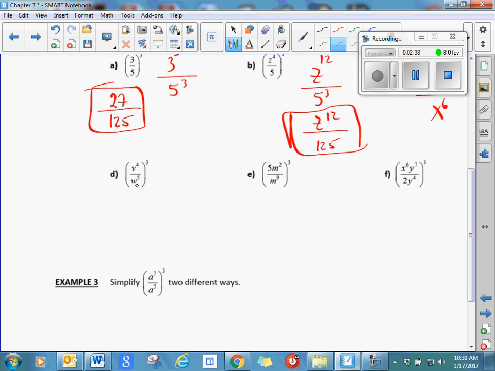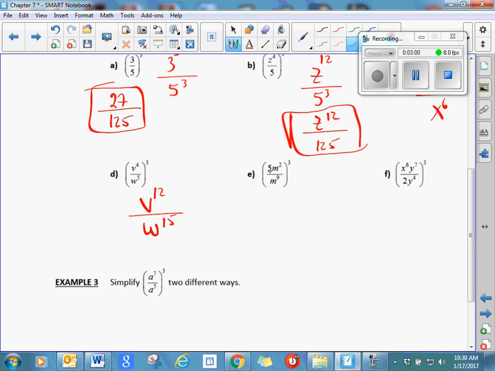All right, D is a funky one because there are different bases. So that's okay. These are different bases. All of these are different bases. But here we've got 2 variables that are different bases. The only thing that you can do is simplify the exponents. V to the 12th over W to the 15th. And that's the answer.